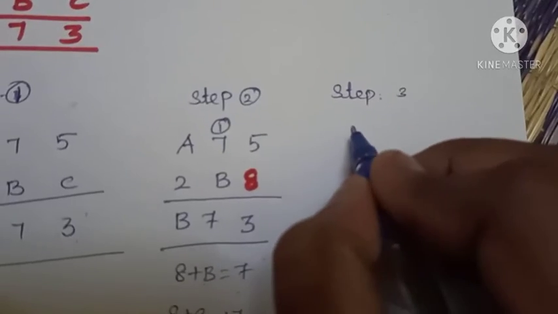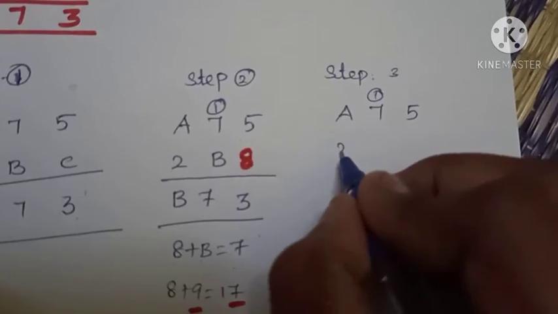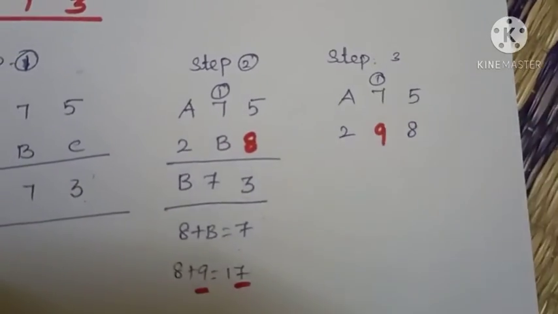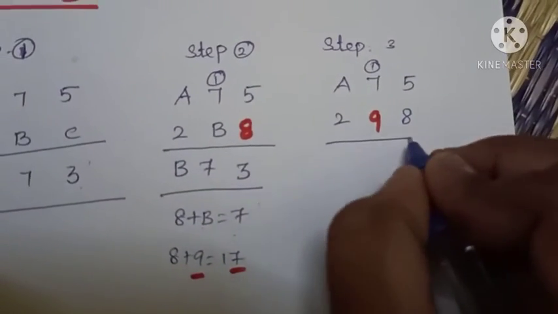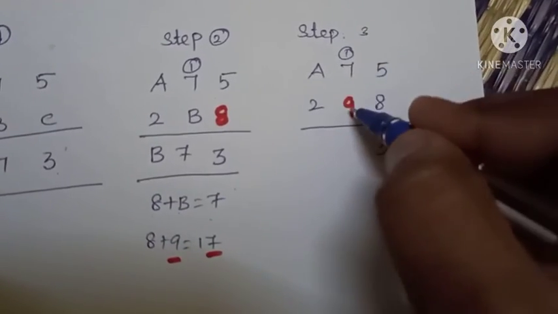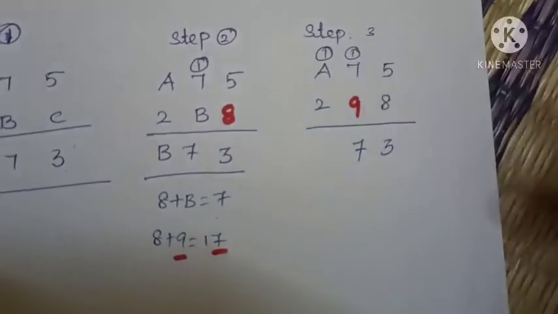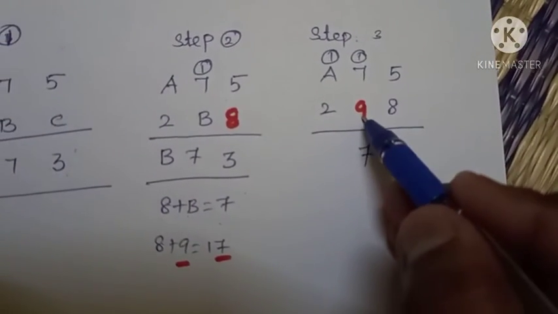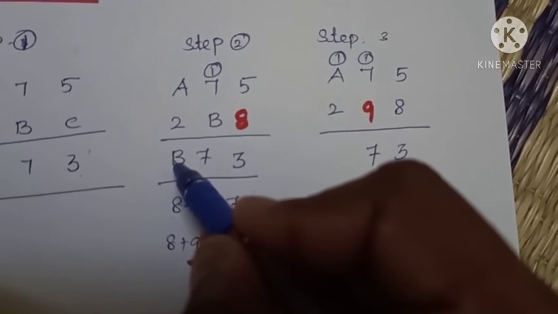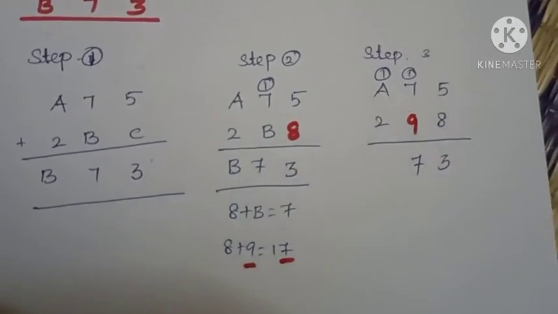Step 3, I need to replace the value B. So for value B, I take 9. So now you can solve it. 8 plus 5 is 13 and carry over 1, 9 plus 1 is 10, 17, 7, carry over 1. So you know already that if you replace B as 9, automatically here also B, you take this one also 9 directly.